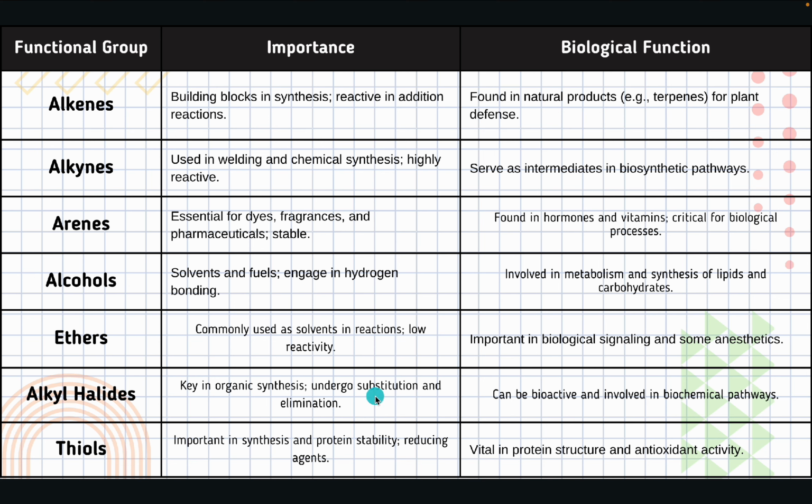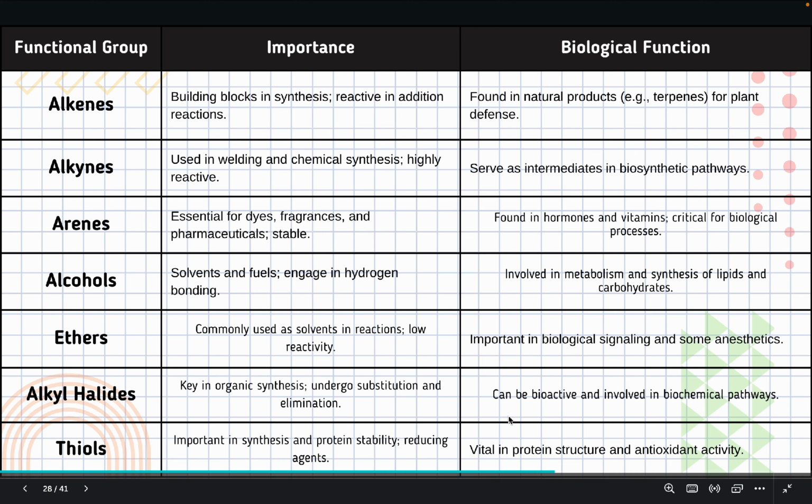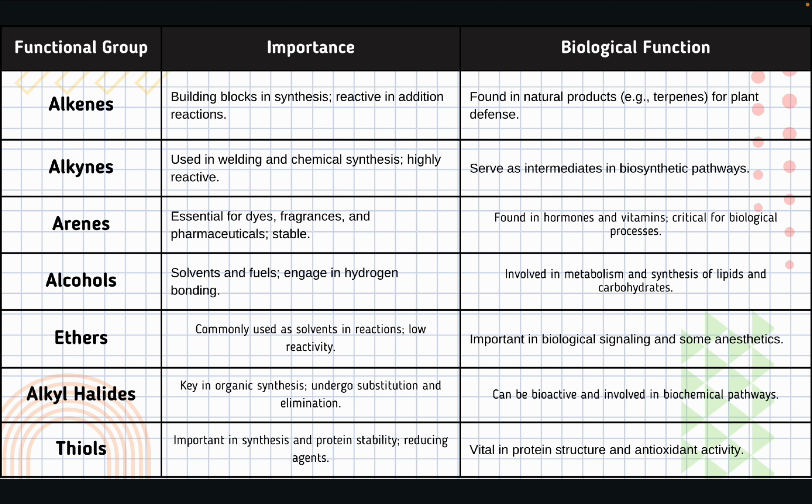For thiols, they are important in organic synthesis and can form disulfide bonds, which is another functional group. They are involved in redox reactions and serve as reducing agents in various chemical processes. Thiols are very important in protein structure and function. They also play a role in antioxidant activity and metabolic pathways.